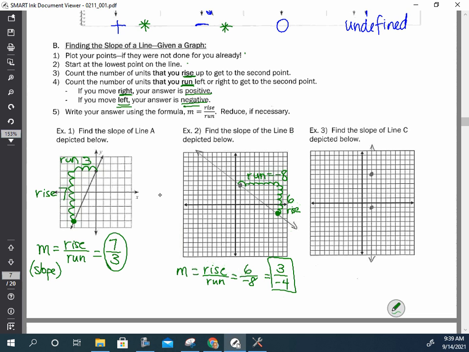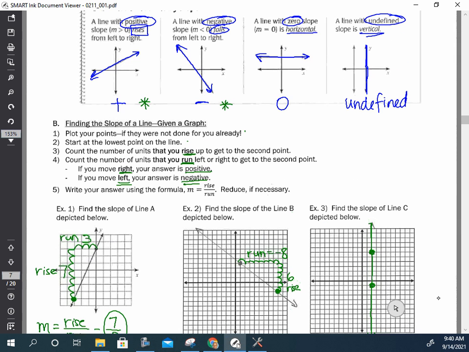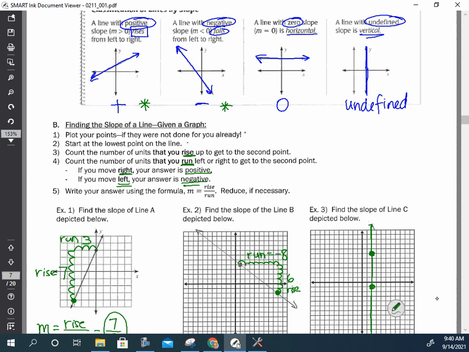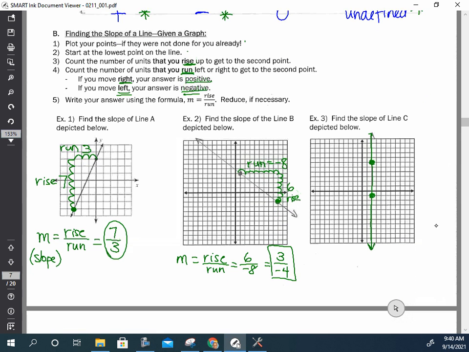Finally, example 3. We're finding the slope of a line depicted by line C here. So the line is right there with your 2 points. Notice that this is a vertical line. A vertical line corresponds to an undefined slope. You're going to see why this is undefined.